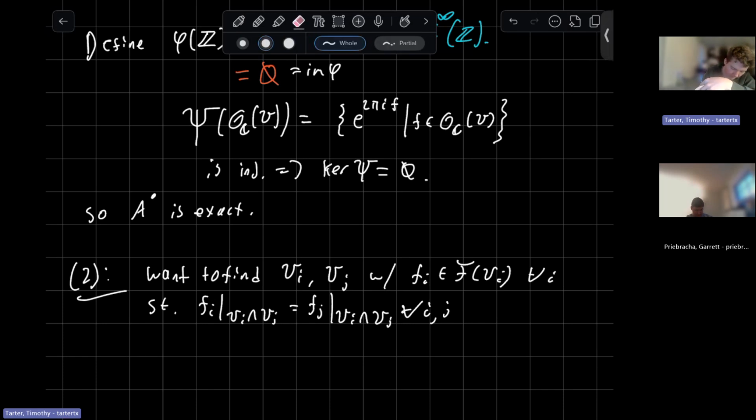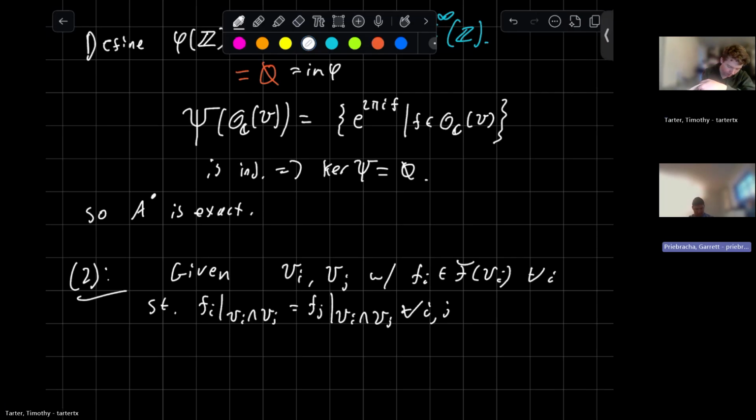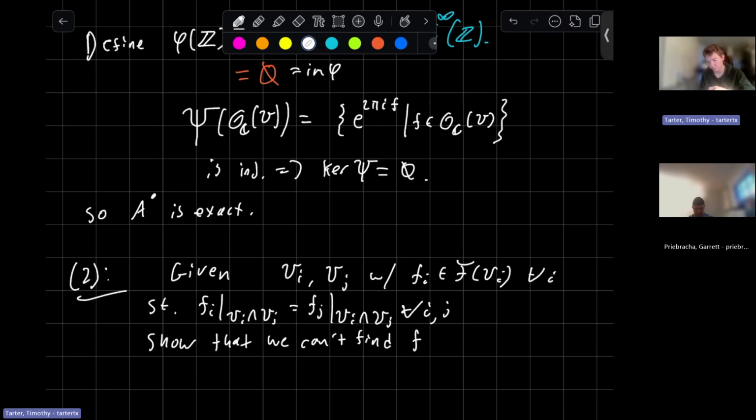And it's not "want to find", but given this, show that we can't find some F in the sections over U such that the restriction map of F to U_I is equal to F_I for all I.